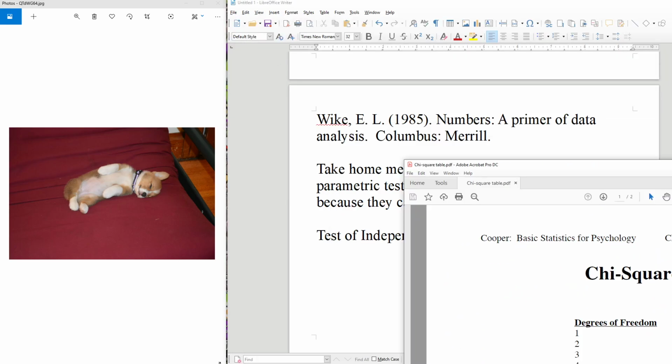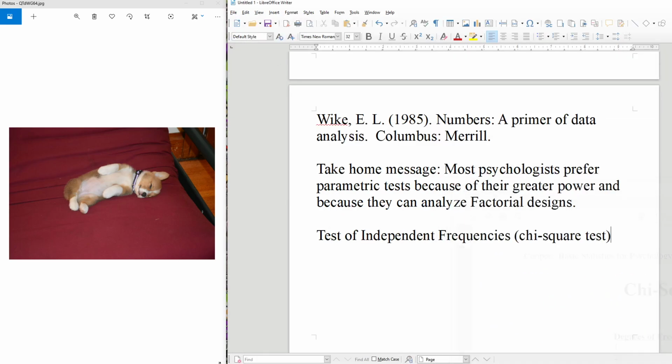So now what you want to do is we're going to stop this video, and you should go do the video on the test of independent frequencies. The TA is going to be doing problem 60, the very last problem in the book, problem 60. So I'd recommend you get out your stats calculators and work the problem along with it.